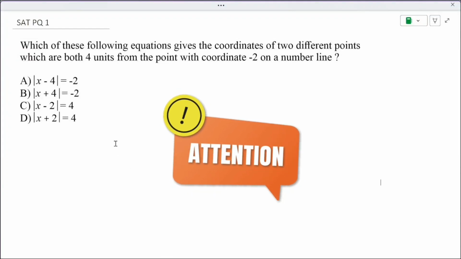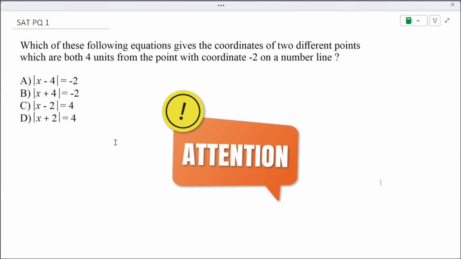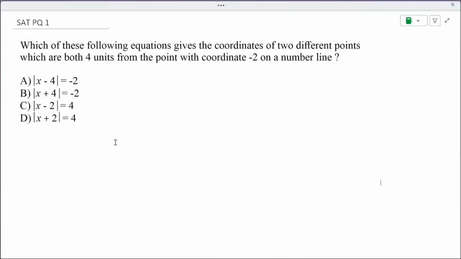As said in the introduction, we'll be having questions in sets. The first set of questions will be from the topic absolute value. The first question says, which of these following equations gives the coordinates of two different points, which are both 4 units from the point with coordinate -2 on the number line?